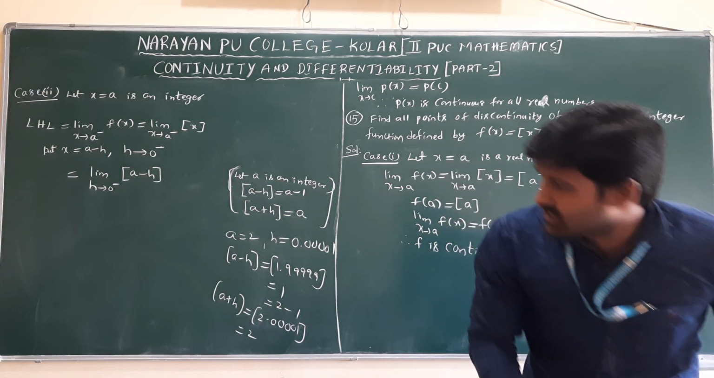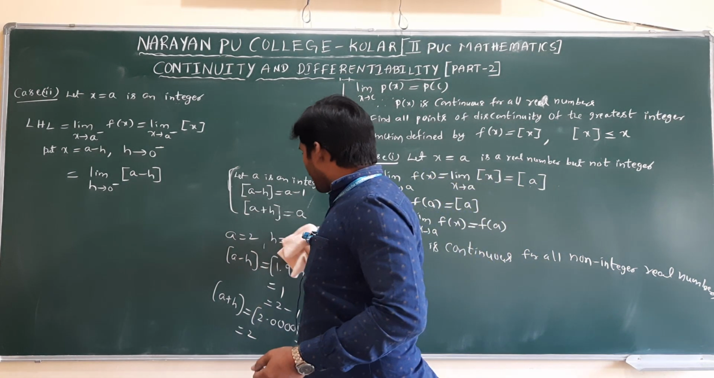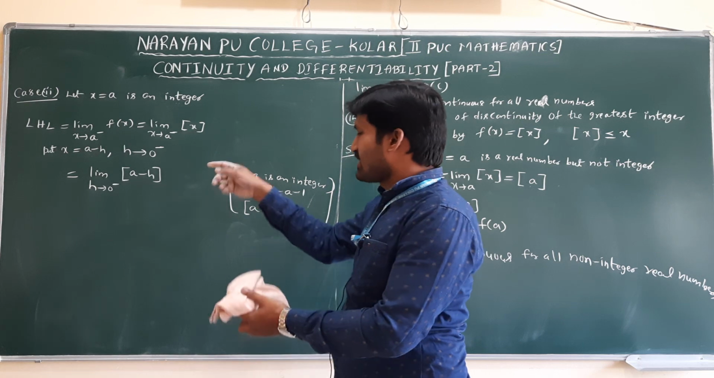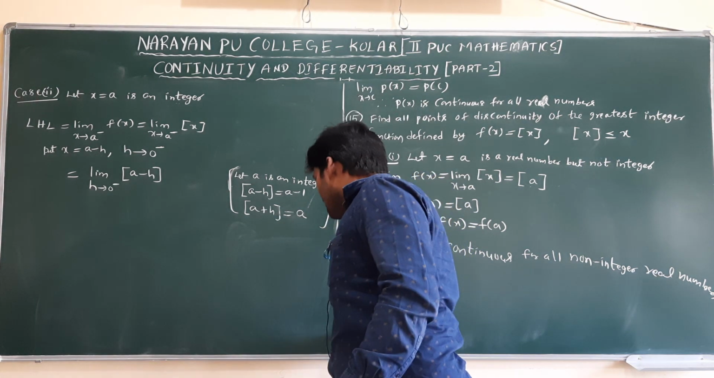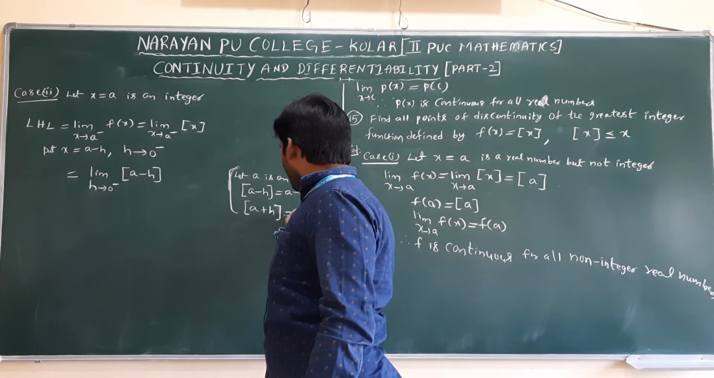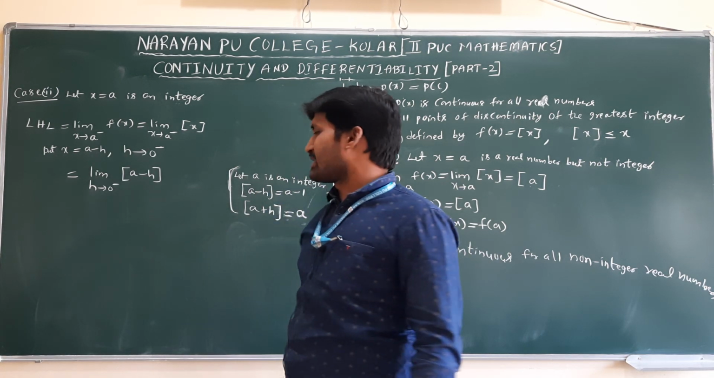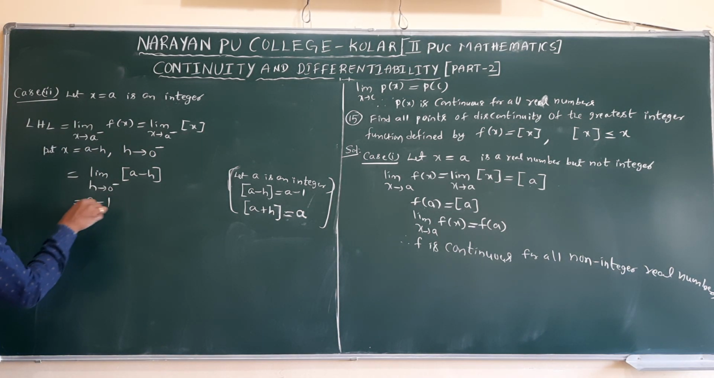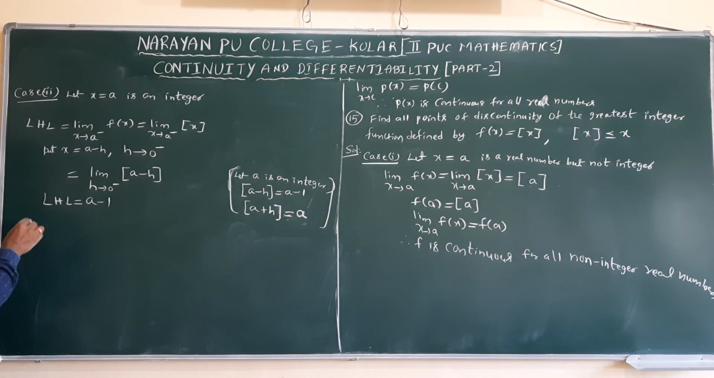Now, as for that, step of a minus h: we are not able to write an example here because we have so many integers, an infinite number of integers. That's why we are not able to take one point. That's why we are taking a symbol, that is a. So step of a minus h, what will we get? A minus 1. This is the LHL value.